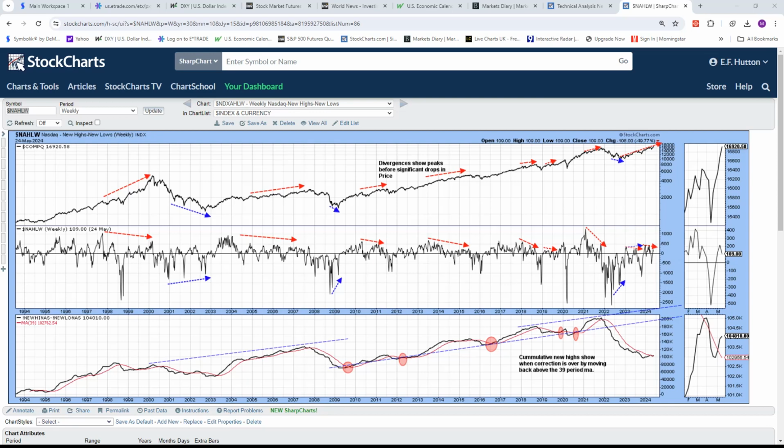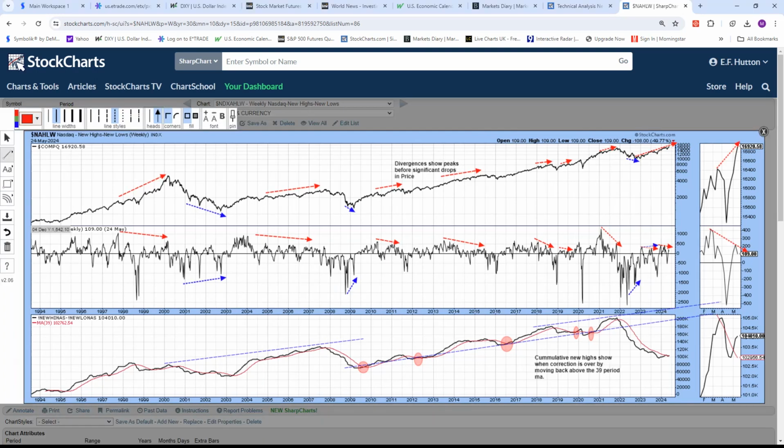The Nasdaq Composite new highs, new lows weekly in the bottom, the weekly high-low in the middle that we use to gauge divergences with price in the top window, the COMPQ Nasdaq Composite. And the divergence between the weekly high-low in the middle chart, red arrow pointed down, and the COMPQ price in the top has become more pronounced and is an official bearish divergence.